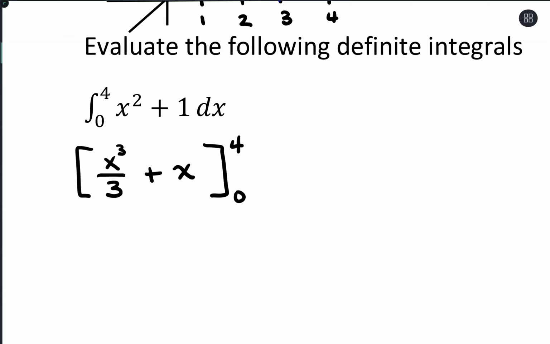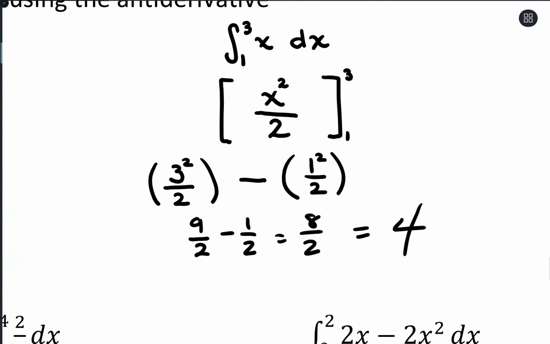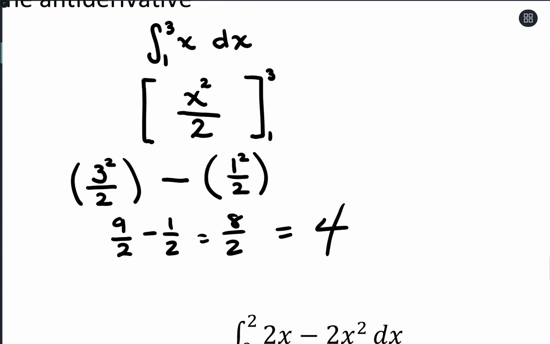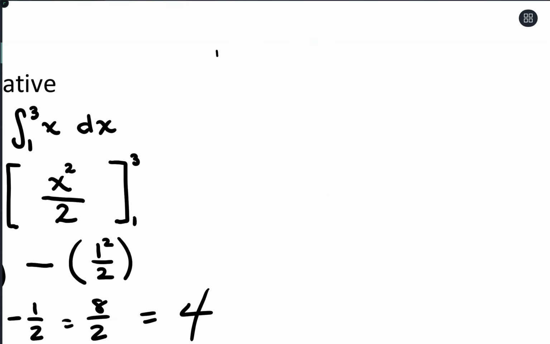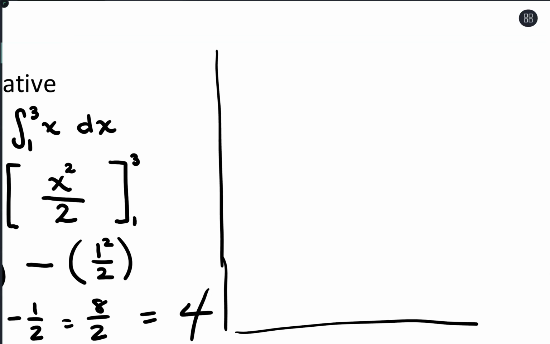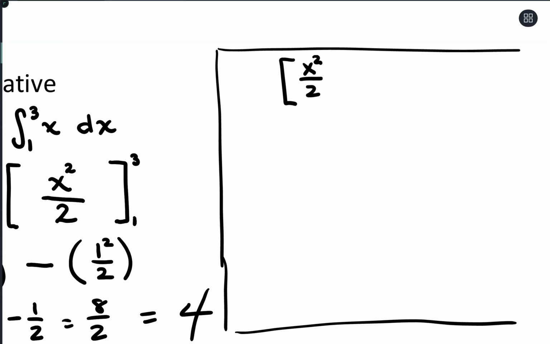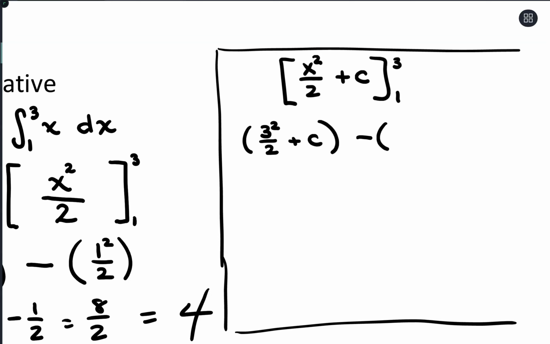What happened to our plus c? I left it off purposefully because we don't actually need it. But let me prove to you why. This is just true with our definite integrals. So let's say I kept plus c in there. So I had x squared over 2 plus c, and I'm evaluating from 1 to 3. So I would plug in 3, so I would have 3 squared over 2 plus c, and then minus 1 squared over 2 plus c.